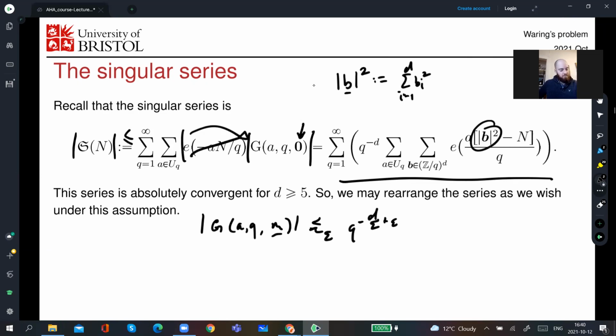I said, but I didn't prove, I'm leaving it as an exercise, that we have a better bound. We actually have that this is less than or equal to 2 to the d, Q to the minus d over 2.